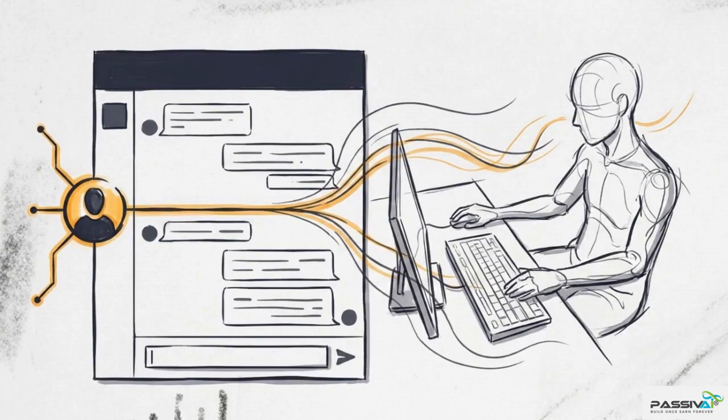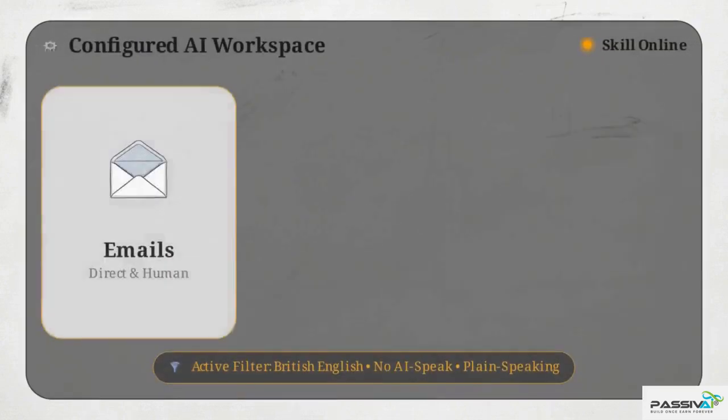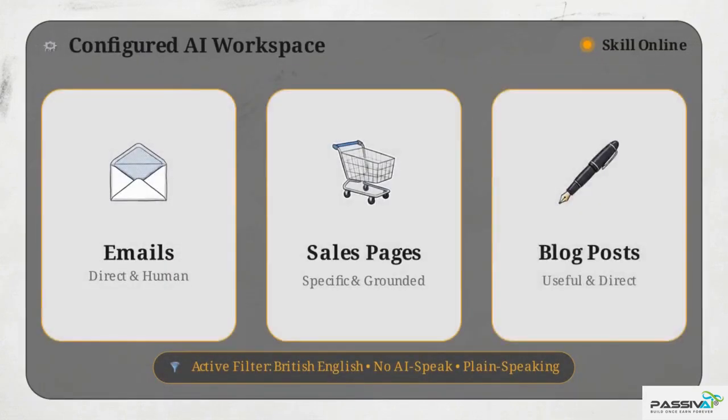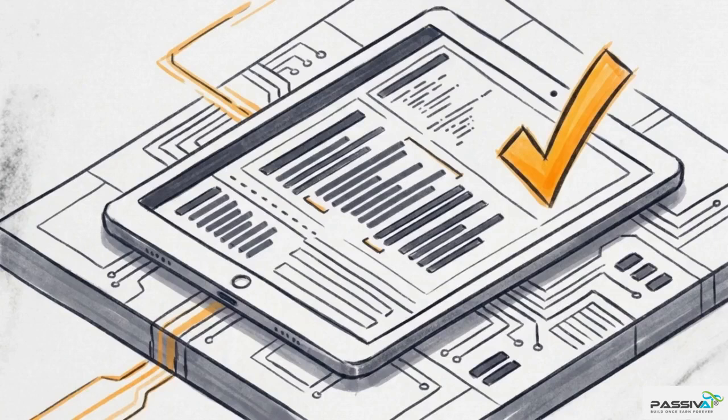You now have an assistant that is specifically tuned to avoid the default chatbot voice. This environment can now be used to draft emails, sales pages, or blog posts that arrive without the usual layer of AI speak you'd otherwise have to clean up.